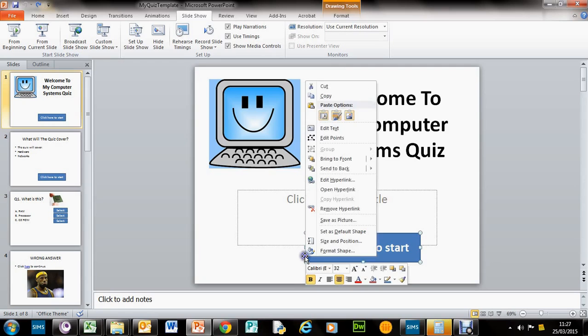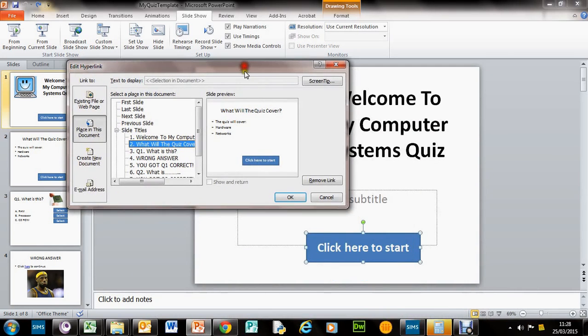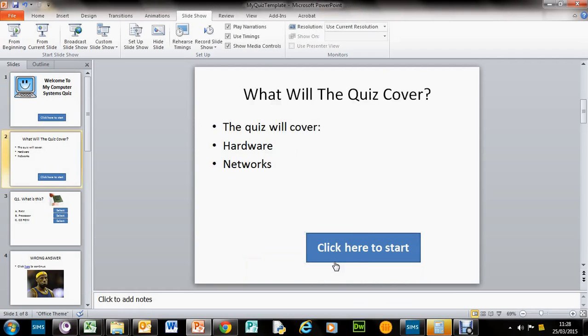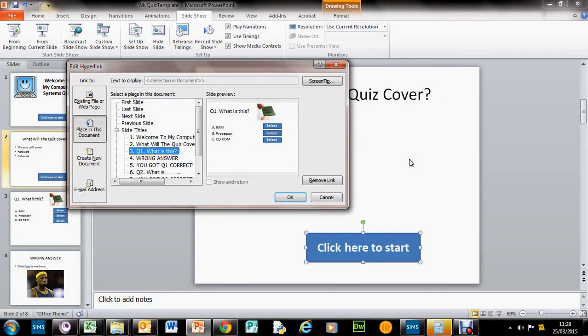If you right-click on the edge of the box, you see edit hyperlink and remove hyperlink. This is what we want to help us navigate. So go edit hyperlink. It shows me that if I press this link, it will go to slide 2, which is what will the quiz cover. This one here is hyperlinked as well because I've done that for you. That goes to the first question.